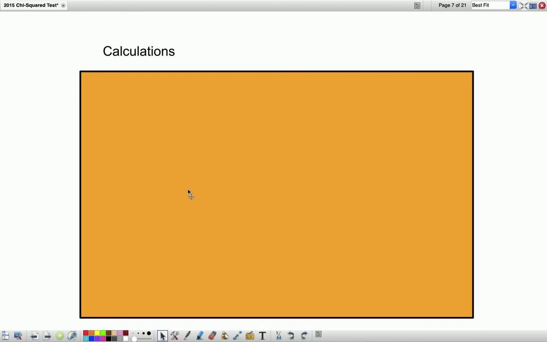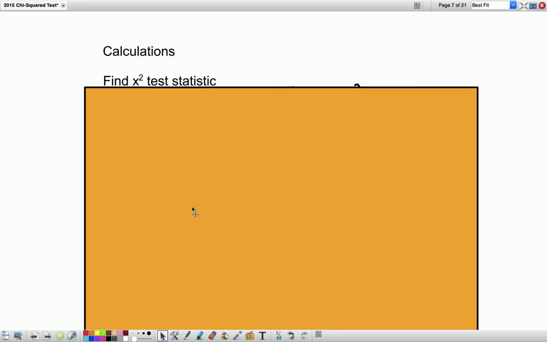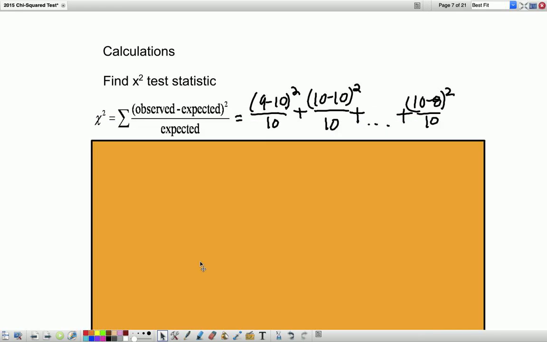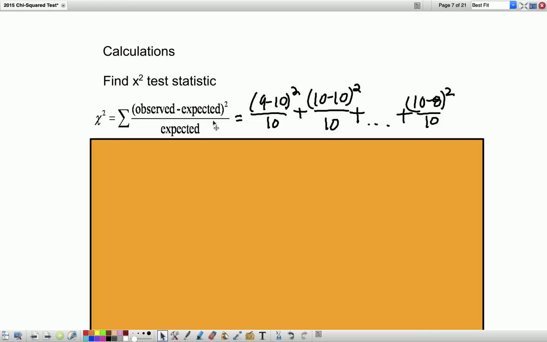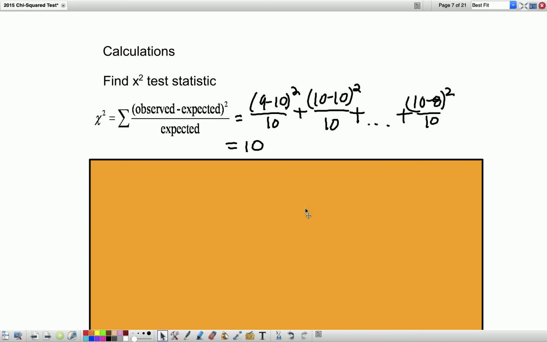All right, calculations. Find the chi-square test statistic. So this is straight off your formula sheet. This is me, 9 minus 10. That 9 is from your observed, go look at your observed chart. Minus 10 squared over 10, and all this stuff. We already did this. You can use the chart as your calculations, or you can do this with the dot, dot, dot. It's 10, which we got up top.